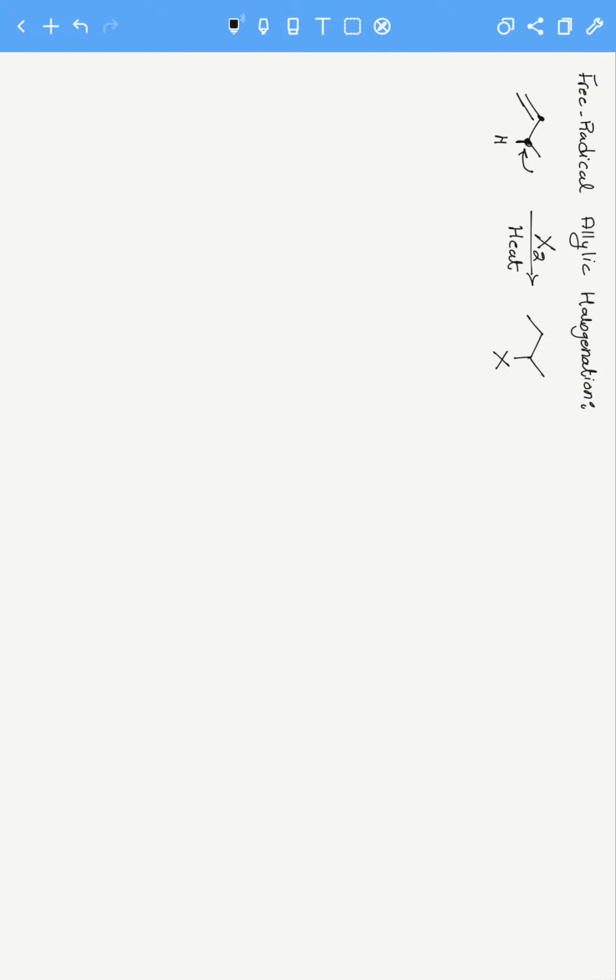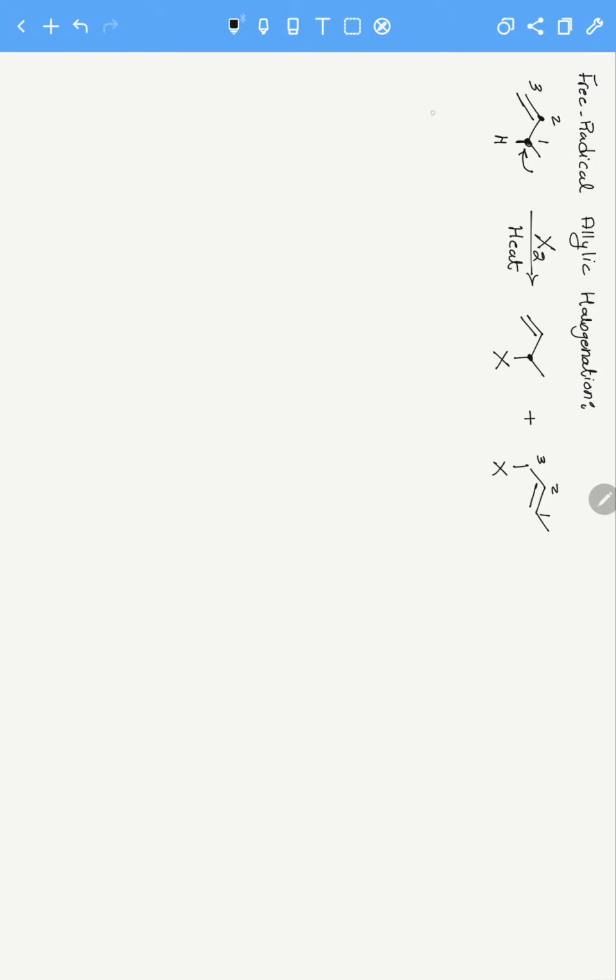The first product could be obtained by just substituting the hydrogen at this position, at the allylic position, by X, and the second product is obtained because of resonance by moving the double bond to be again between positions 1 and 2, and then X will be at position 3. So we will use the same strategy as in the previous video by numbering our allylic carbon with number 1, and then the double bond will be number 2 and 3.